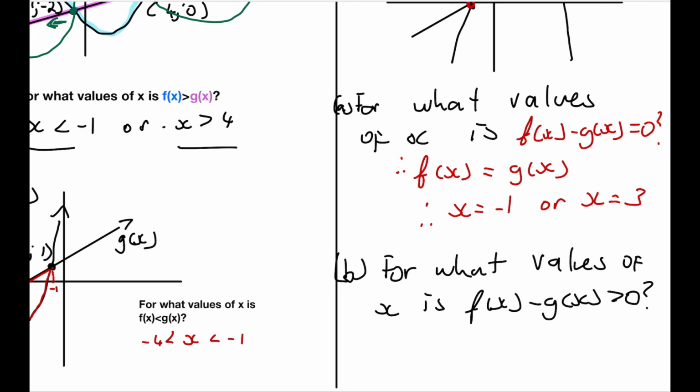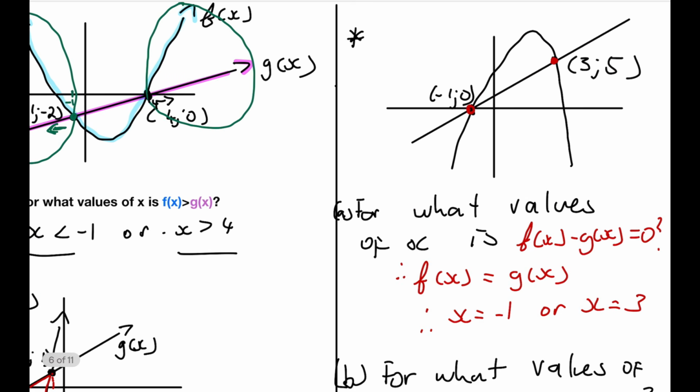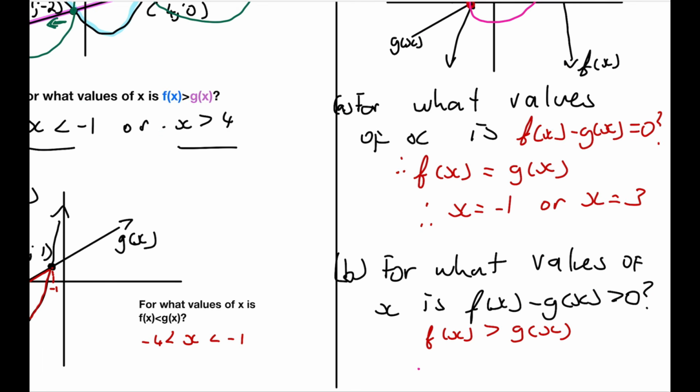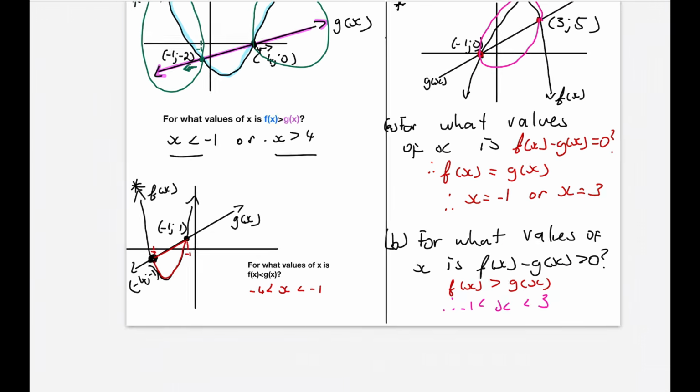Here we're asked, for what values of x is f of x minus g of x greater than 0? Well, again, you can move this g of x to the other side. So what this question is actually asking you is, where is f of x greater than g of x? And that just means where the f graph is above the g graph. Let's say the f graph was this parabola, the g graph was this straight line. Here in this region, we find the f graph being above the g graph. The parabola is above the straight line. That's between -1 and 3. So to answer this, we'd say x between -1 and 3.